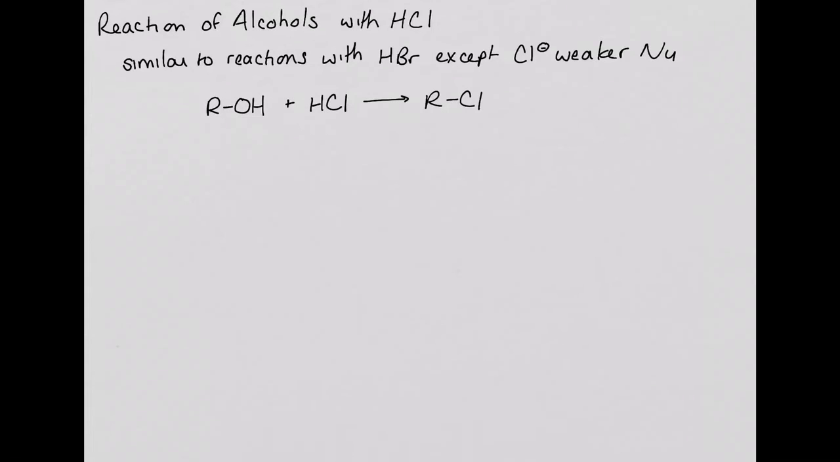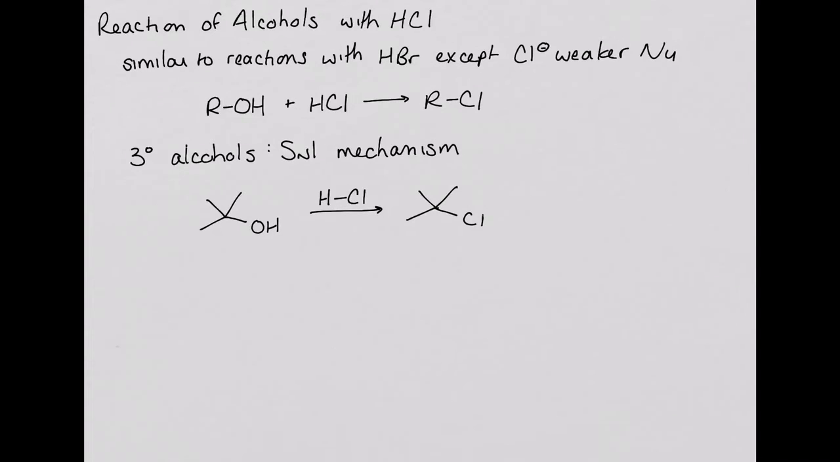And just like with HBr, the mechanism will depend on the structure of the alcohol. Tertiary alcohols will typically undergo an SN1 reaction. Consider this tertiary alcohol. It will react with HCl in an SN1 mechanism to give the alkyl chloride.